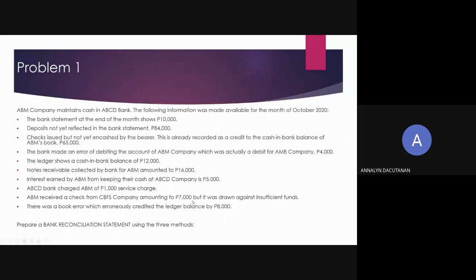Okay? Lastly, there was a book error which erroneously credited the ledger balance by 8,000. So guys, if it's a book error and you have credited your books, ibig sabihin, nag-credit ka ng cash sa libro ka, therefore, binawasan mo. Okay? Binawasan mo yung cash mo. So in order to correct it, you have to add it back. So sige, latag natin.